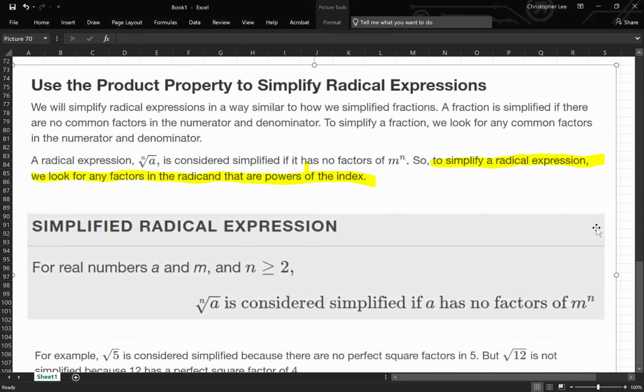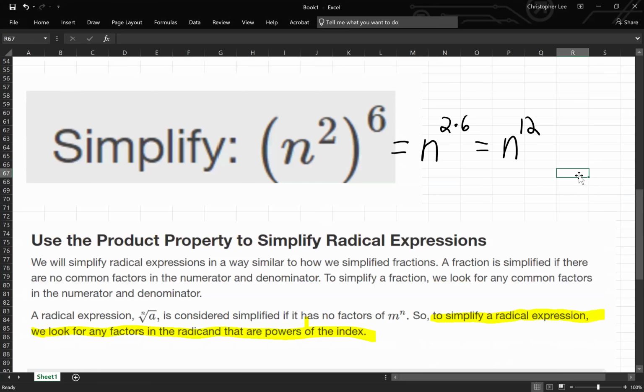But it's still a simple, simple question. So here's what we're getting into. We want to use the product property to simplify radical expressions. So we will simplify radical expressions in a way similar to how we simplified fractions.